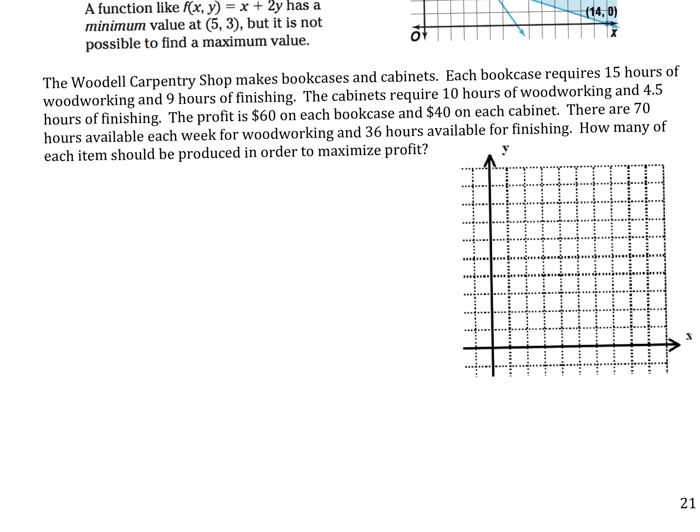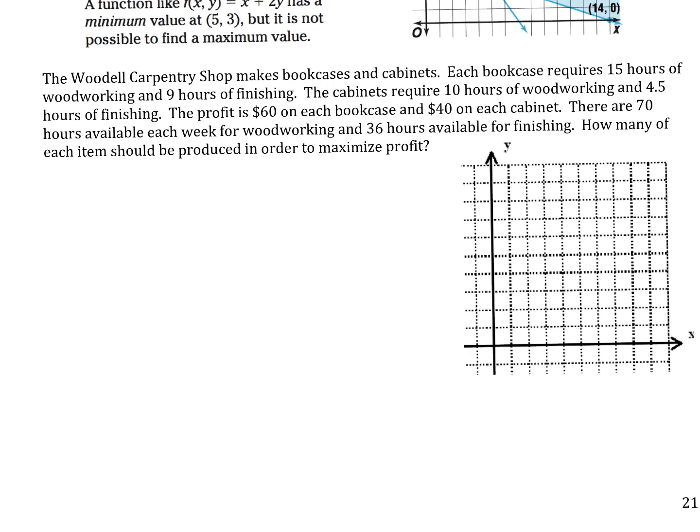Let's just try one more of these. We are making some bookcases and some cabinets. There's a lot of information here. A bookcase requires 15 hours of woodworking and 9 hours of finishing. The cabinet requires 10 hours of woodworking and 4.5 hours of finishing. And then we got some profit info. We got even some more info.